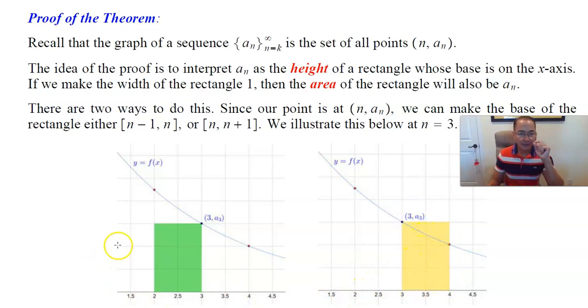Okay, so here's the rub. Look at this rectangle here. And it is entirely below the function between 2 and 3. And that's because your function is monotonic decreasing. So the value of the function at the right endpoint is the smallest possible value of that function between 2 and 3.